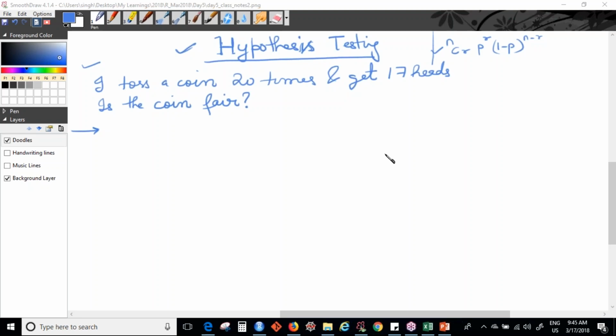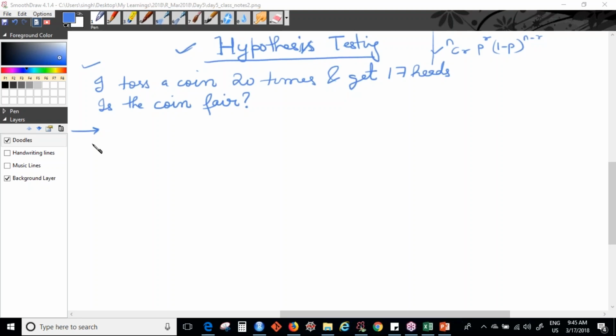Yes, but very slim, right? You can get 20 heads also. Theoretically, you can get 20 heads also. But we know that we never get 20 heads if you toss a coin 20 times, right? Almost never. Yes, exactly. So the probability of getting 17 heads out of 20 is very less, in a fair coin.